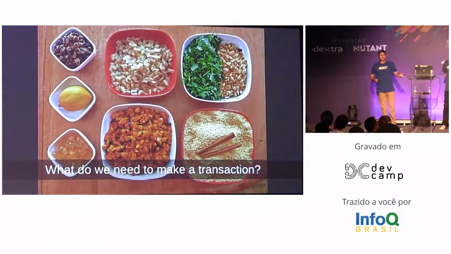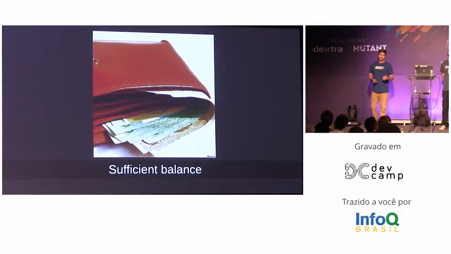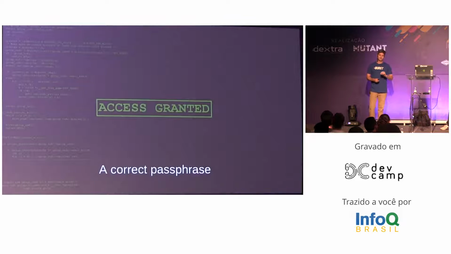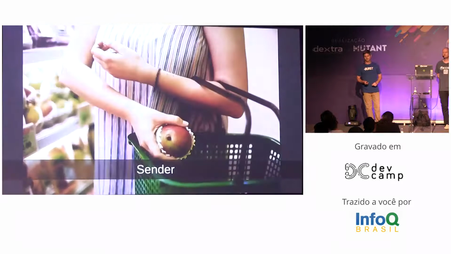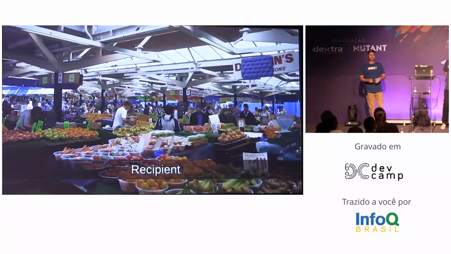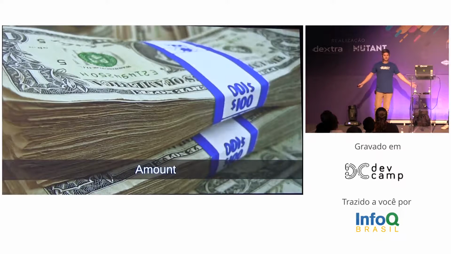And let's talk about sending a transaction for a second. So what do you need to make a transaction? Well, you need to have a sufficient balance in your account. You can't send money if you don't have money. Secondly, you need to have a correct passphrase to the account with the money you're trying to send from. You need a sender. This is the account that you're sending from. The passphrase and the account should derive one another. You also need a recipient. Who are you trying to send the money to? And then an amount. How much are you trying to send, right?